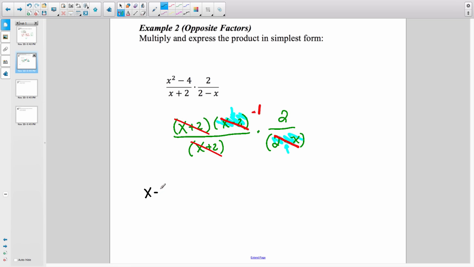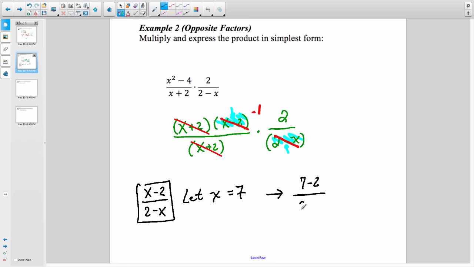If you had x minus 2 and you put it over 2 minus x, let's pick a random number like 7. And let's see what would happen if x was 7 in this fraction. I would have 7 minus 2, and I would put that on top of 2 minus 7. That would be equal to 5 over negative 5. Now, wouldn't you agree that that would be negative 1?